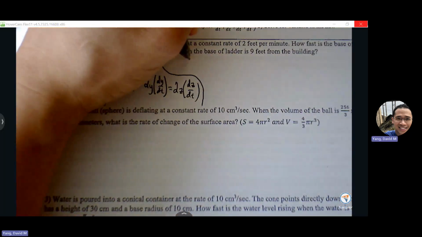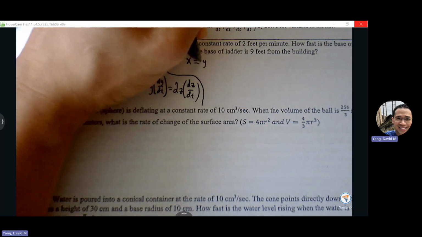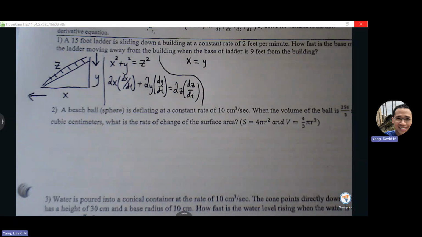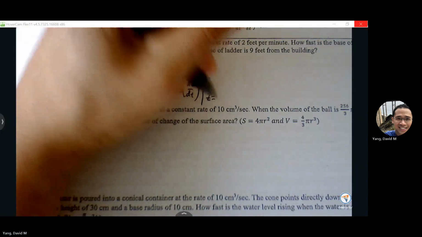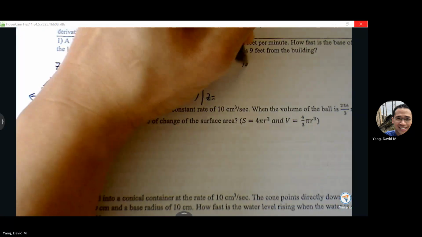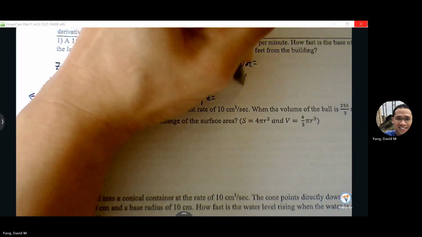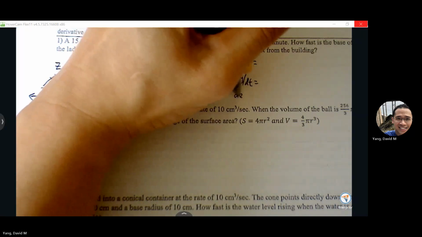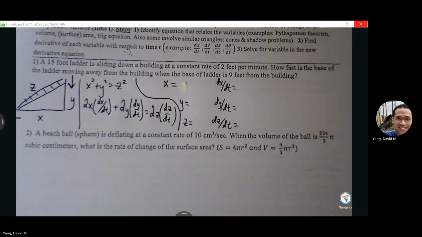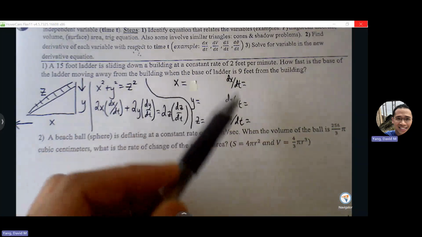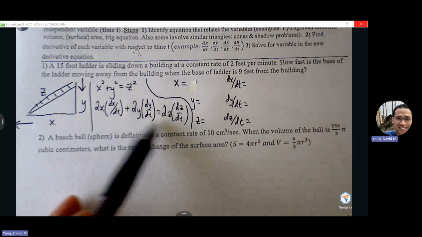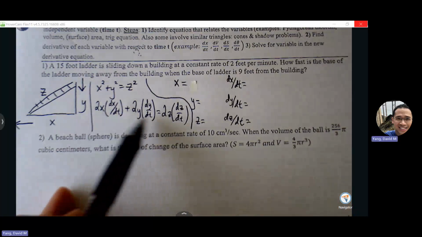So let's go ahead and label all the variables that we're working with. Sorry, x equals the base, not y. Okay, so x equals, y equals, z equals. Our goal is to basically fill out 5 out of the 6, because if we can get 5 out of the 6, then we can use this equation to find the last one that we're looking for.